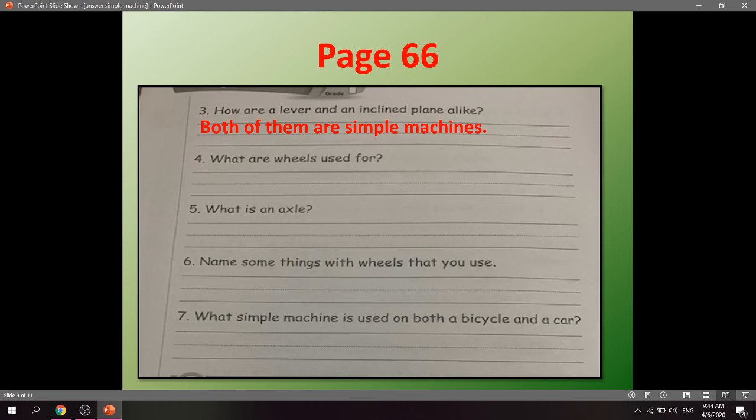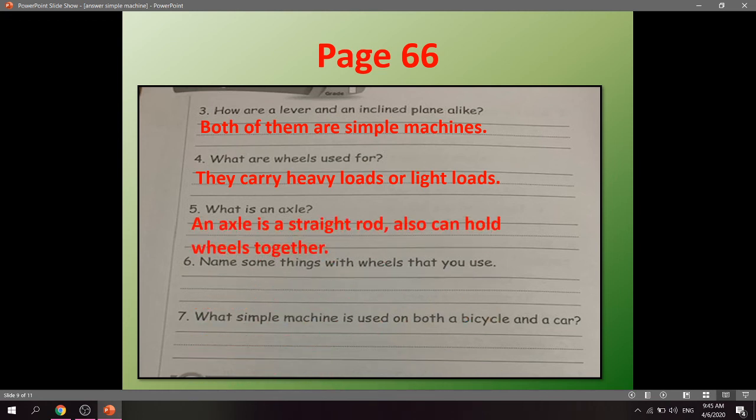Now, number 4. What are wheels used for? It's so simple. They carry heavy loads or light loads. What is an axle? Number 5. Do you remember the axle in the story? It comes between the two wheels. But what is an axle?